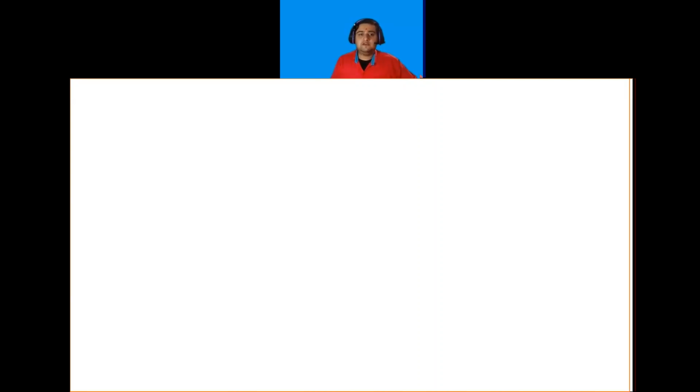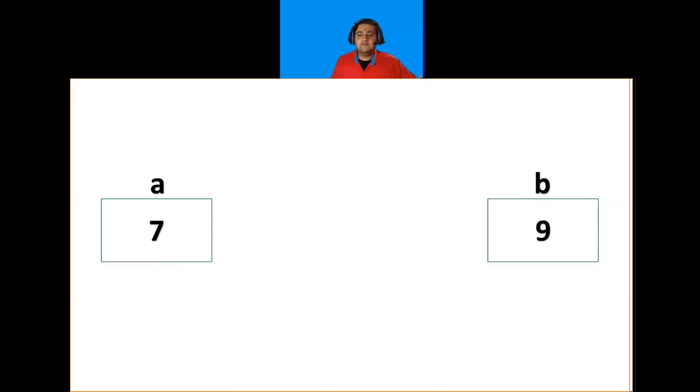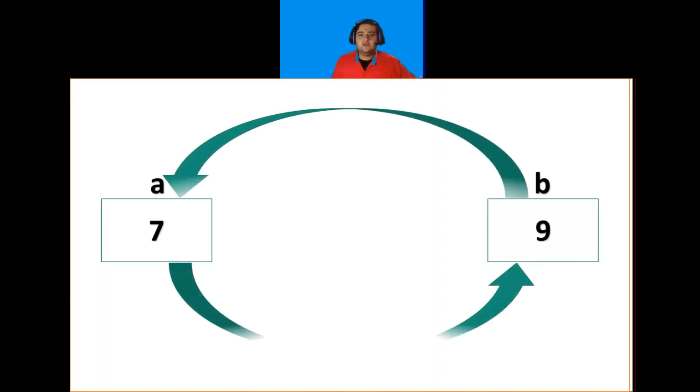Let's say I have these two blocks. My first block name is A, in which value 7 has been assigned, and my second block name is B, in which the value 9 has been assigned. Now for the concept, I just want to interchange these two values. So in place of 7, I want 9, and in place of 9, I want 7.